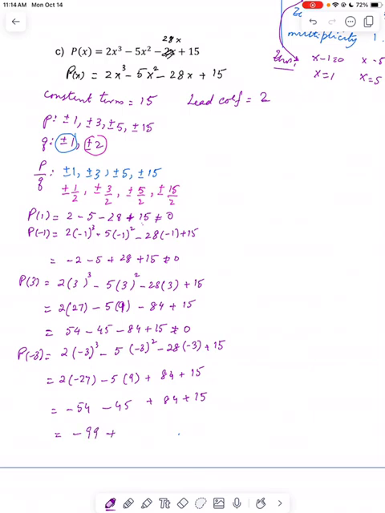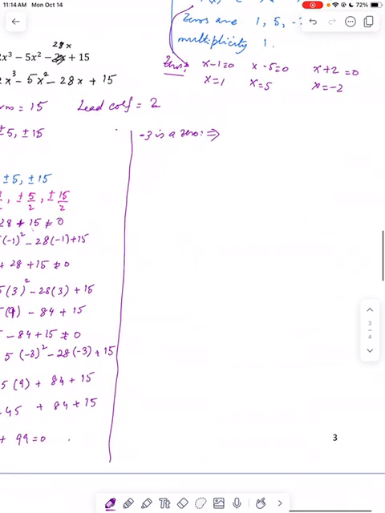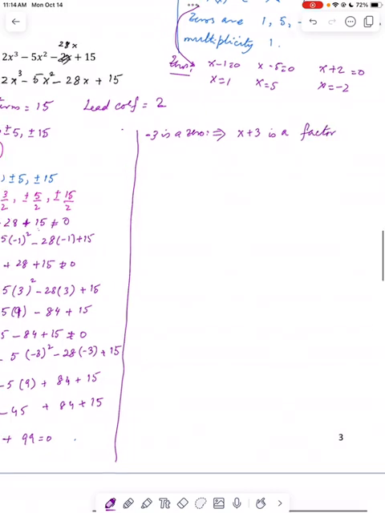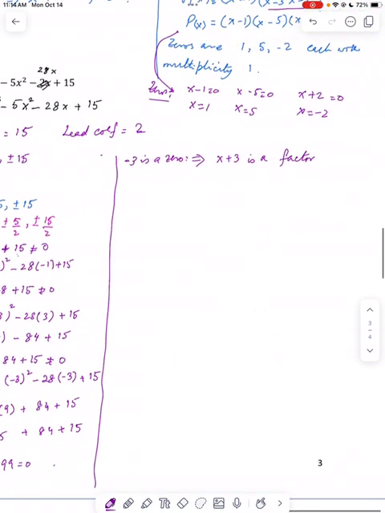Oh, at last. So now we found negative 3 is a 0. So by factor theorem, what does that give me? That tells me that x plus 3 is a factor of the p of x, of the polynomial. So now we will divide by this factor.